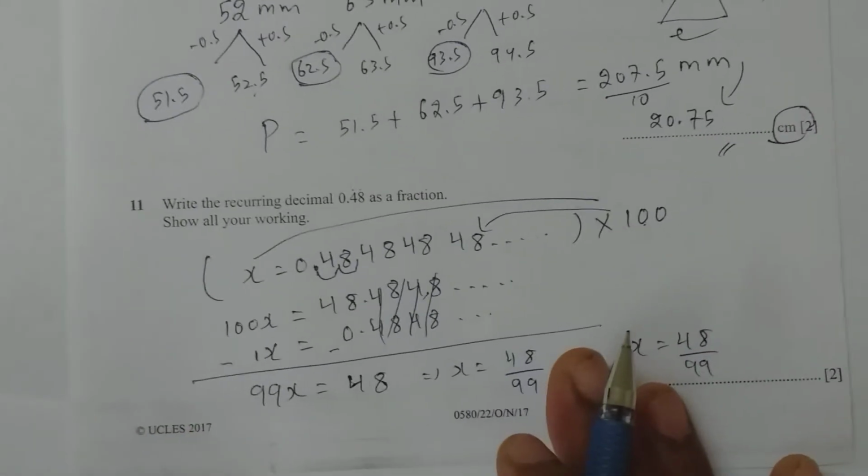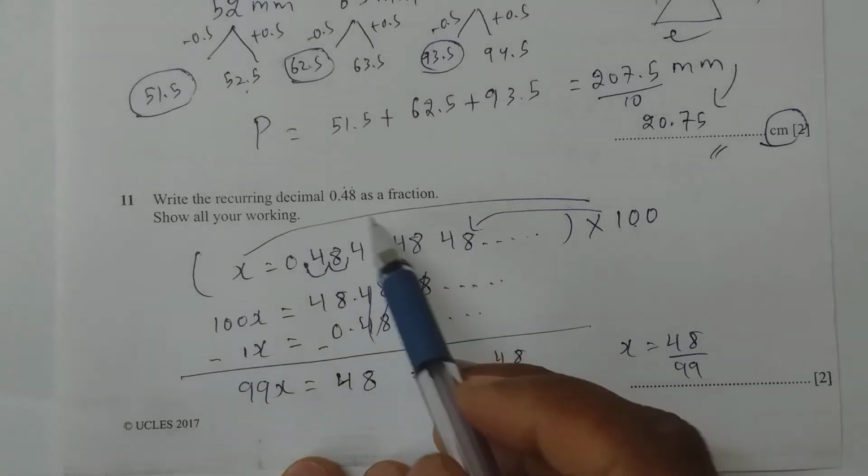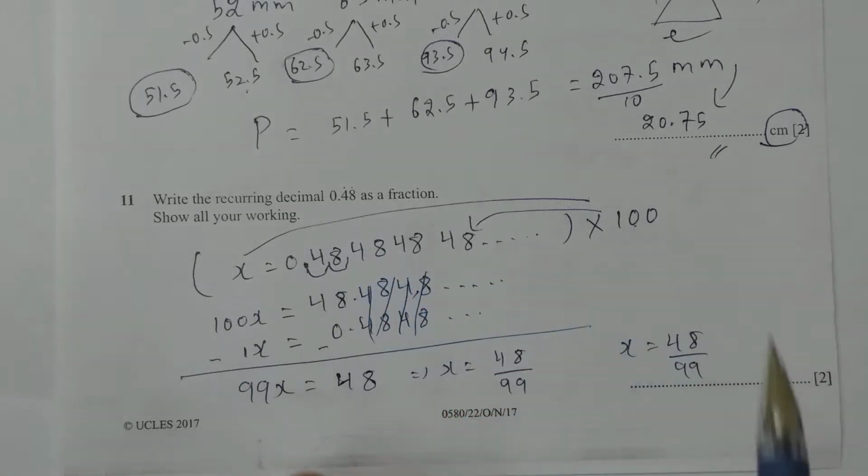How do you check whether your answer is correct or not? You place this in the calculator. You should get 0.484848. Only then will this answer be considered correct.